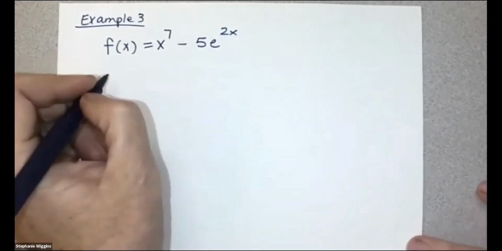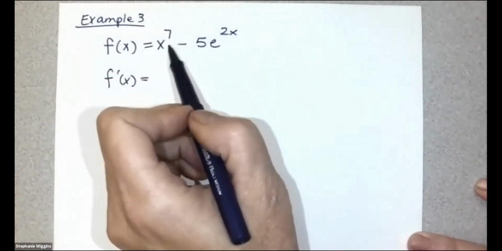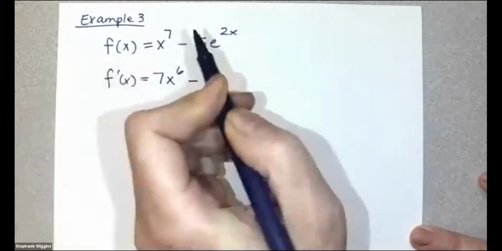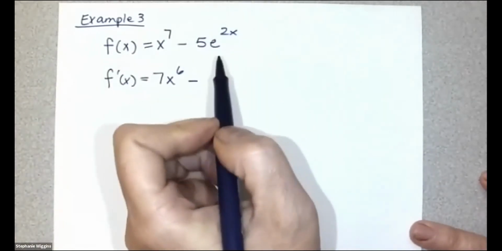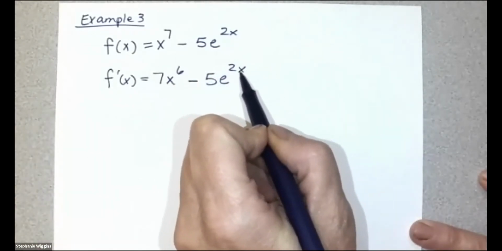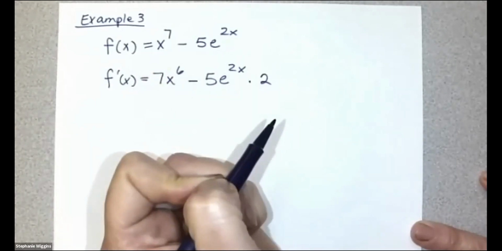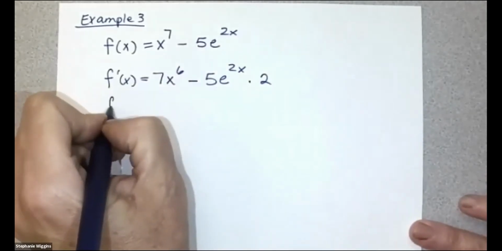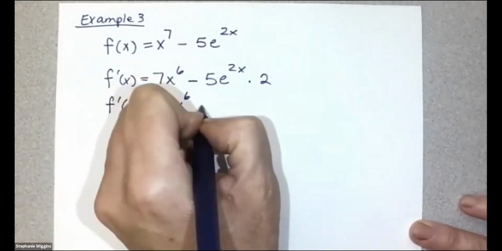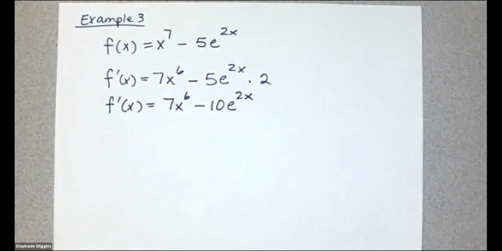So let's take the derivative here. This is a power function, so we're going to apply the power rule. This is an exponential function, so we're just going to copy what we see there. And then, because this is not just plain old x, I'm going to multiply by the derivative of this inside, and that's 2. So simplifying, I get f prime of x equals 7x to the 6 minus 10 e to the 2x. Okay, think about that for a minute.